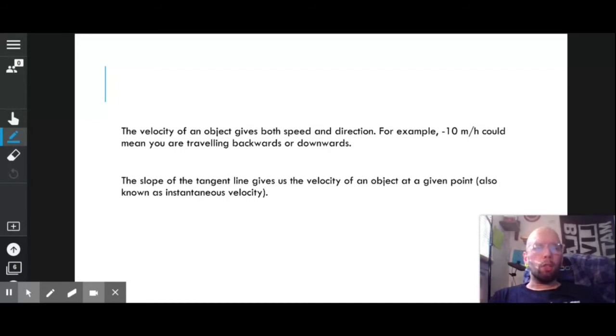Okay. So in the next problem, we're going to be given a formula that represents position, and we're going to be able to find the velocity by taking the slope of the tangent line and plugging in a point.